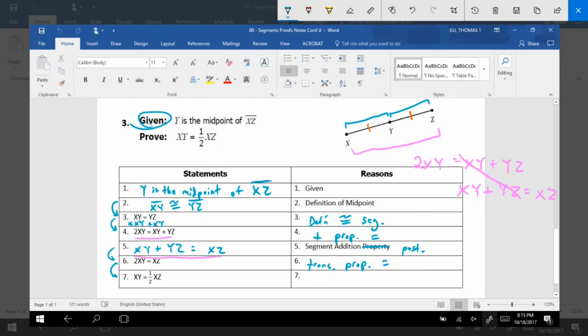All right, and then final step 6 to 7. How did we go from 2XY equals XZ to 1XY equals half XZ? We divided both sides by 2, and that means we use the division property of equality. And we have finished the last example. Let's give ourselves a huge check mark.